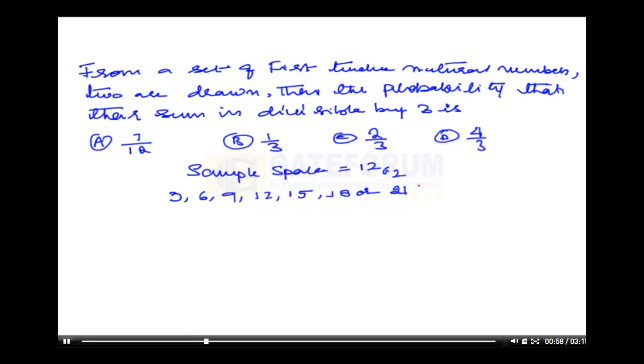So here we have to find two numbers such that their sum should be any one of the above. Therefore the possible outcomes are (1, 2), (1, 5), (2, 4), (1, 8), (2, 7), (3, 6), (4, 5).